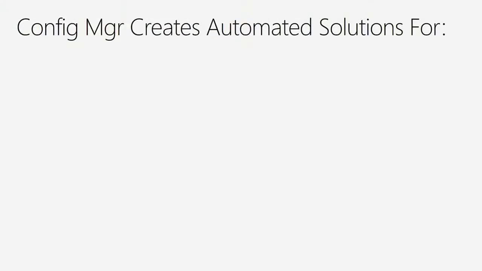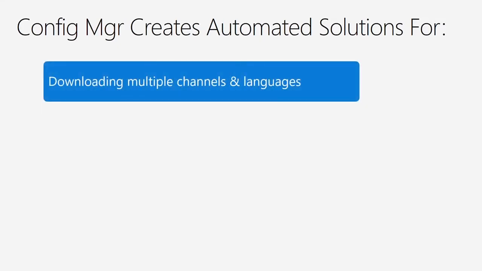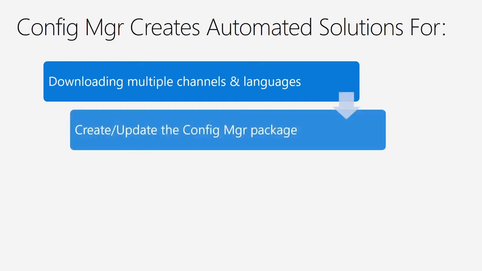So Config Manager creates automated solutions for downloading multiple channels and languages, which if you're unfamiliar, the 2016 application suite of Office 365 ProPlus, which is what the current version out is, contains multiple update channels. We won't get into that in this session. Hopefully you're aware of what they are. If not, you can definitely watch Brian and Chris's session and get a recap of what the different channels are and how best to manage those.